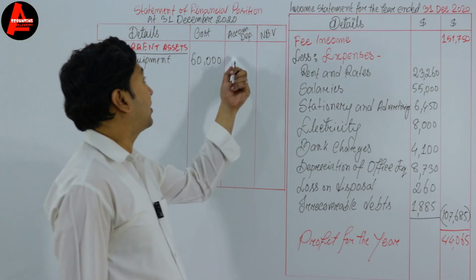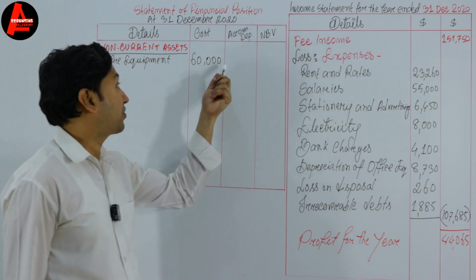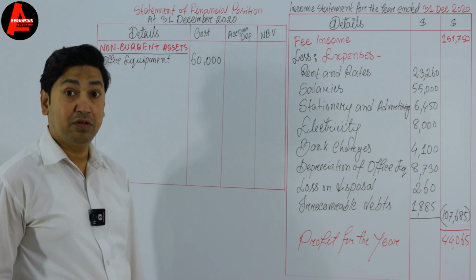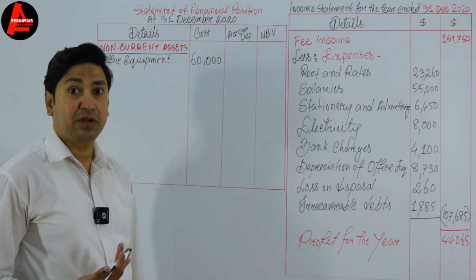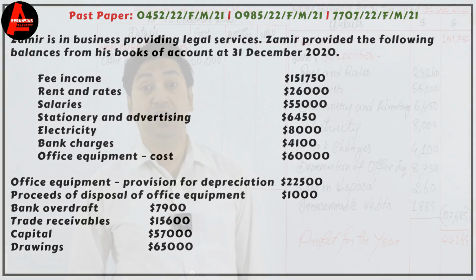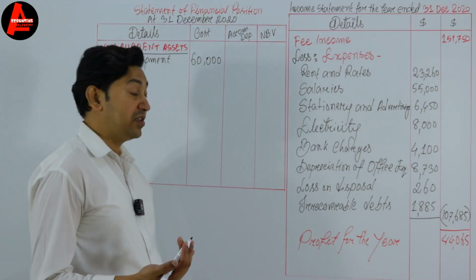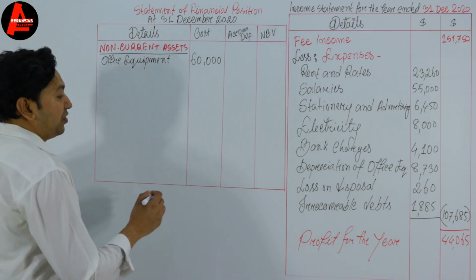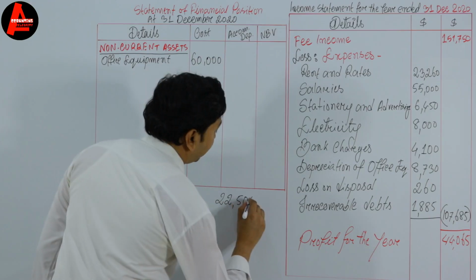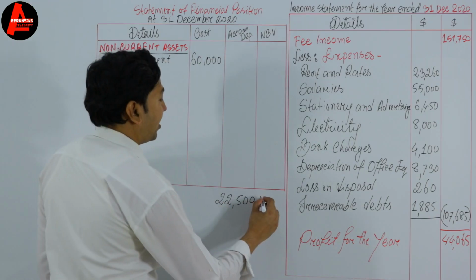Now accumulated depreciation we have to subtract from this cost to calculate our net book value. So what is the accumulated depreciation? Here in the question we have office equipment provision for depreciation $22,500. This is the depreciation given in the list of balances. So here we see the depreciation is $22,500, the first amount.